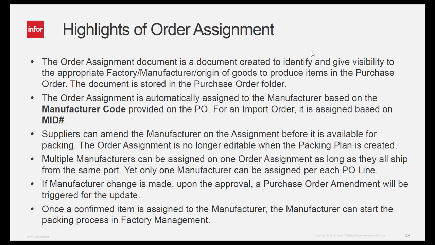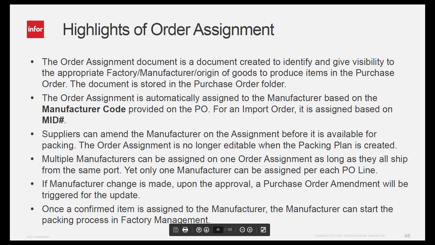Multiple manufacturers can be assigned to one order assignment as long as they are all shipping from the same port. Very important, if they are not shipping from the same port, please reach out to Crate and Barrel and have a new purchase order set up for that specific item. If a manufacturer change is made upon approval, a purchase order amendment will be triggered for updates. And just so you know, if there is a POA that does come in after you create or update the order assignment, that one will override your changes. Once confirmed, the item is assigned to the manufacturer and the manufacturer can start the packing process of factory management.